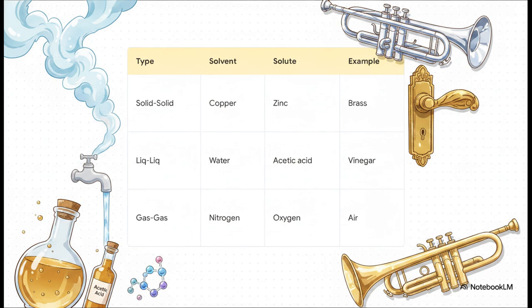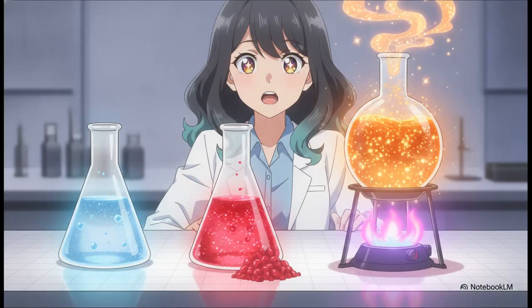Now, this brilliantly illustrates something that surprises a lot of people. Solutions are absolutely not just liquids. Check this out. The air you're breathing right now, that's a gas in gas solution, where nitrogen acts as the solvent for oxygen. A tincture of iodine, that's solid iodine dissolved in liquid alcohol. And get this, the brass in a trumpet or a doorknob is actually a solid in solid solution. It's an alloy where solid copper acts as the solvent for solid zinc. How cool is that?